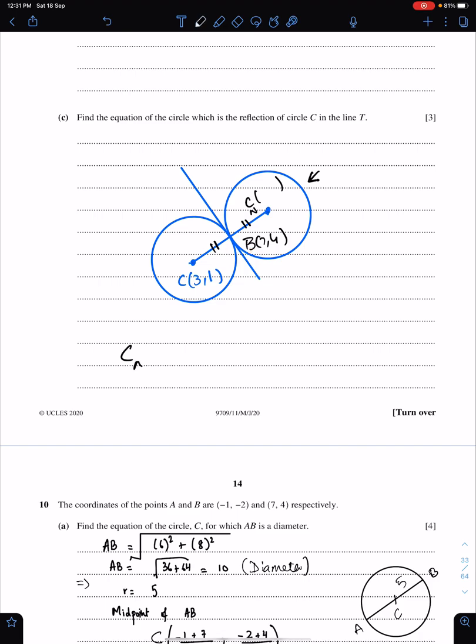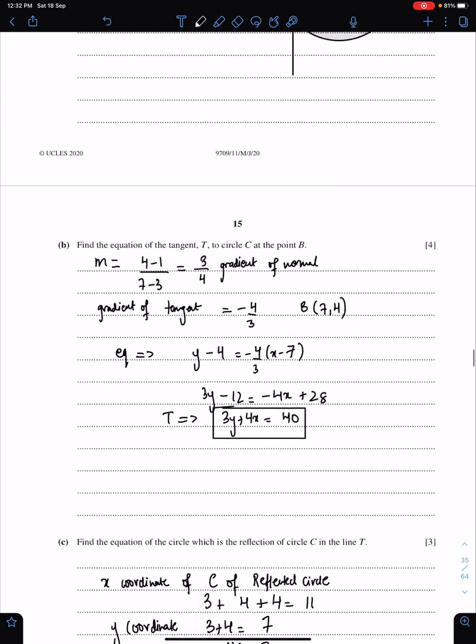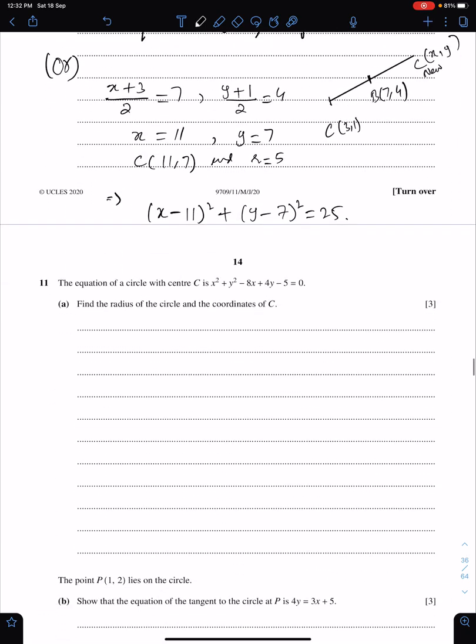So center of new circle is x comma y, and B is the midpoint. So by using the midpoint formula, we can get the coordinates of this reflected circle. So it should be x plus 3 and y plus 4. So coordinates of new circle are 11, 7.